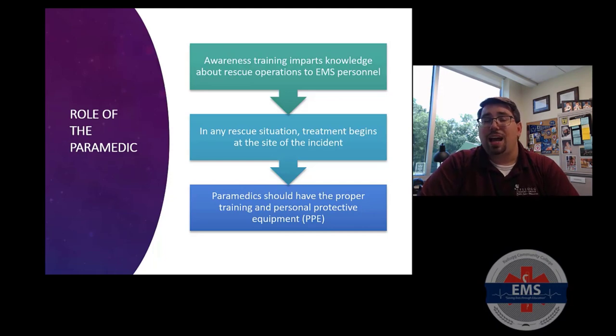You also have to recognize, what hat are you wearing at the time? Are you a paramedic on the ambulance? Are you a paramedic with a rescue fire squad? Or are you rescue personnel not providing medical care? Where do you fall in the continuum of rescuers and being a paramedic?